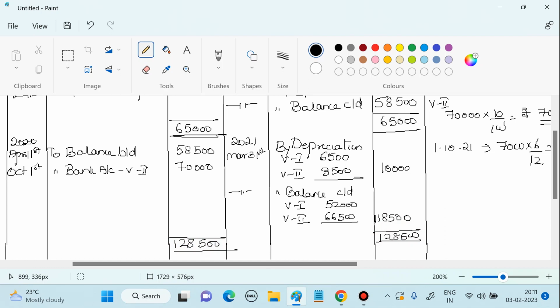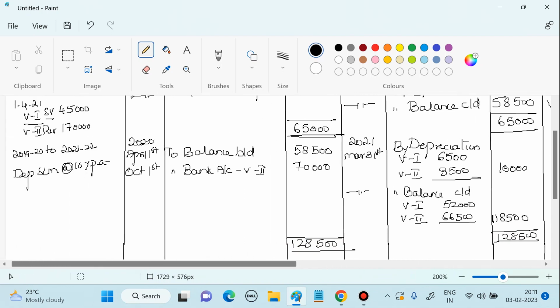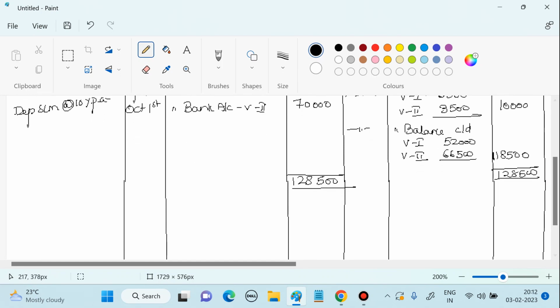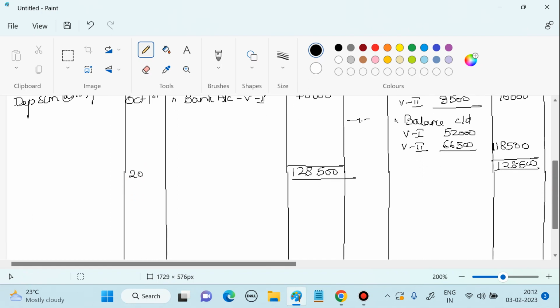Is the second year calculations clear? Yes, ma'am. As we move further, in the third year, there is a transaction of selling of van 1 for 45,000 and purchase of van 3 for 1,70,000. So write down the value here. What was the year? 2021.